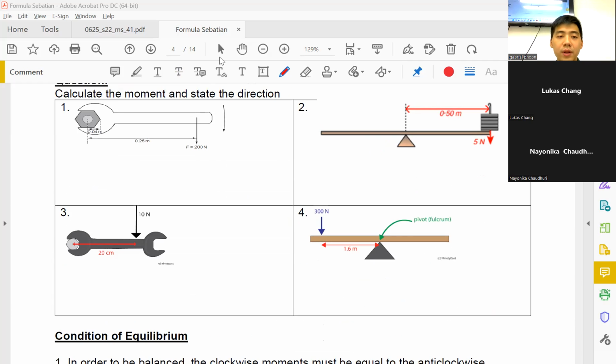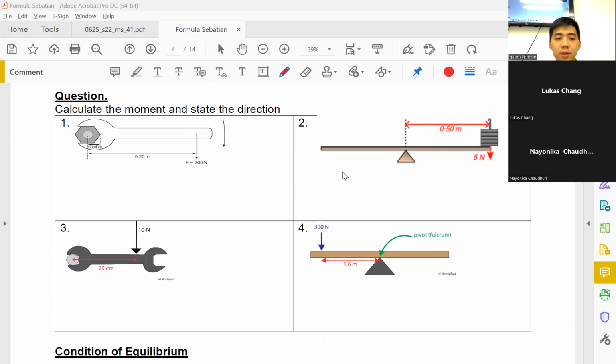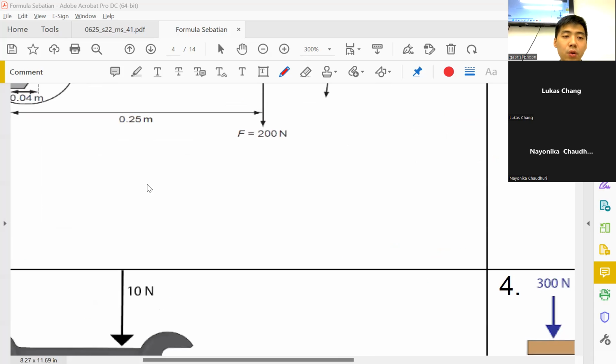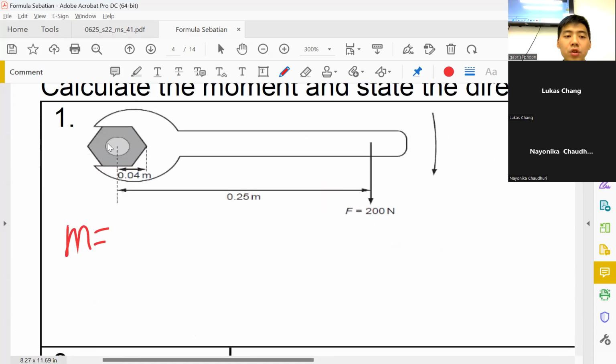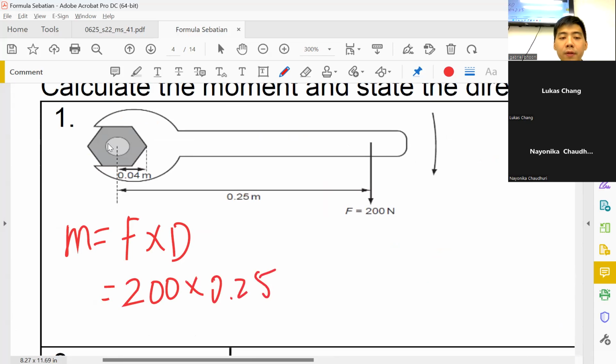Okay, guys, are you done? Anyone not done with the first 4 questions yet? Let's go through the answers real quick, one by one. If you look at this one here, they ask you to calculate moment, right? Moment is essentially force multiplied by distance. In this case, it's 200 Newton multiplied by 0.25, divided by 4, right? So from here, you're supposed to get 50 Newton meters.